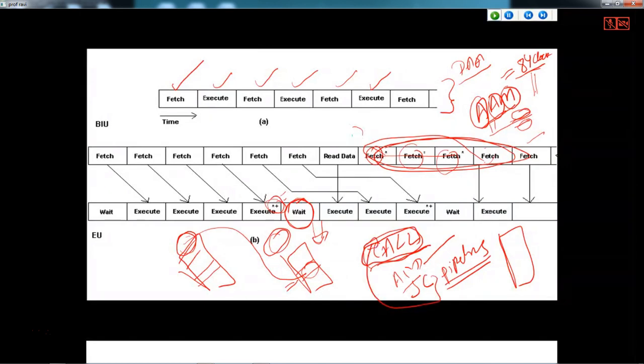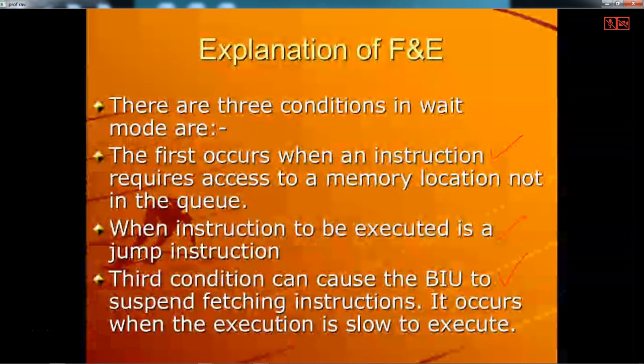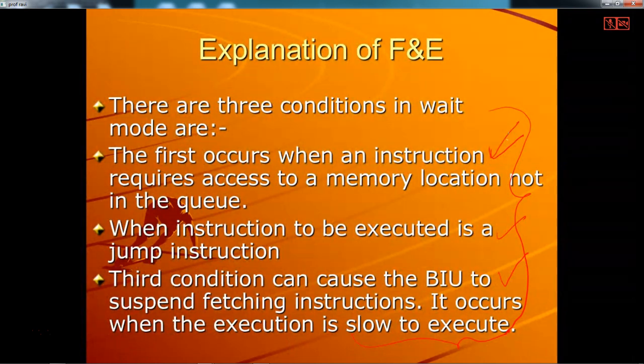Then the third one is a long instruction, which suspends fetching. That occurs when the execution is slow, a slow executing instruction. This is what we have discussed thoroughly. So in all these three cases, your BIU will suspend operation. I repeat: when the instruction requires access to a memory location not in the queue, when there is a jump instruction, and when there are long execution instructions, in these three cases you have to rewrite your bytes in the queue. So the use of registers is clear now, and so far what we have discussed.